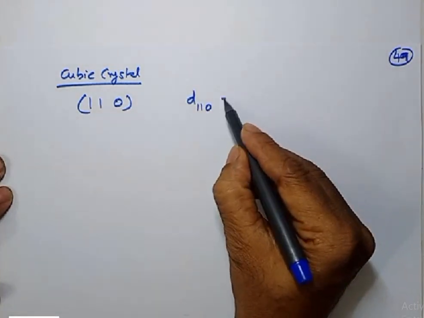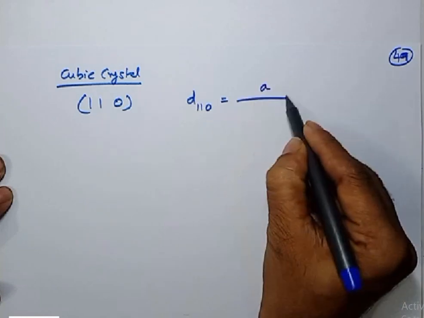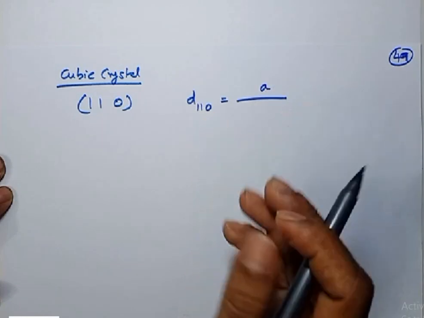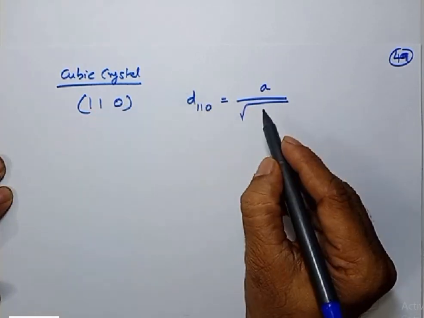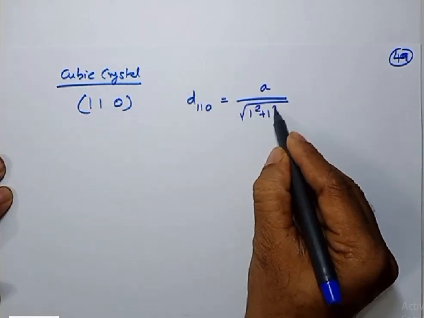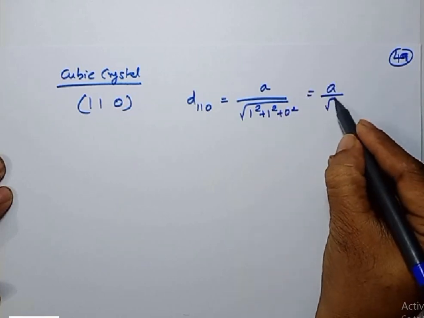Since it is a cubic crystal, d equals A, where A is the side length of the cube, divided by the square root of h square plus k square plus L square. So 1 square plus 1 square plus 0 square, and yes, we get the answer as A by square root of 2.